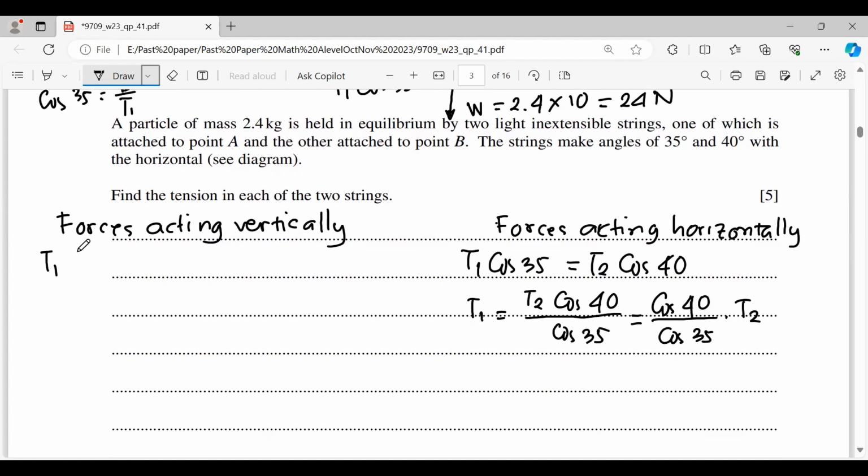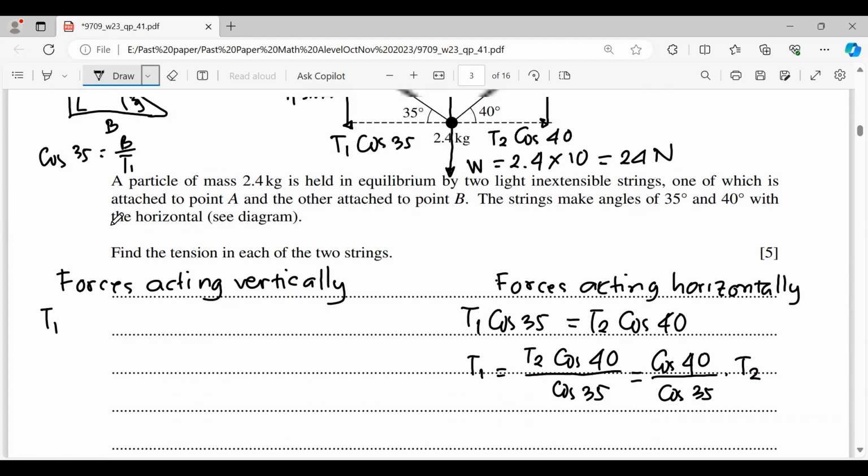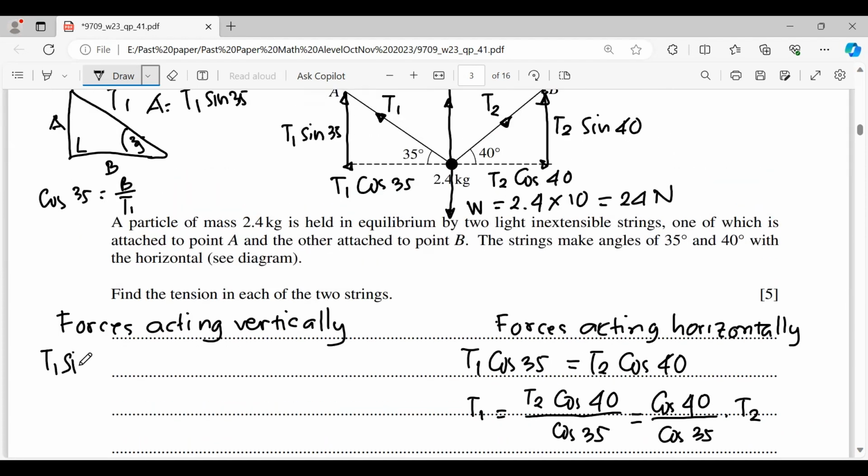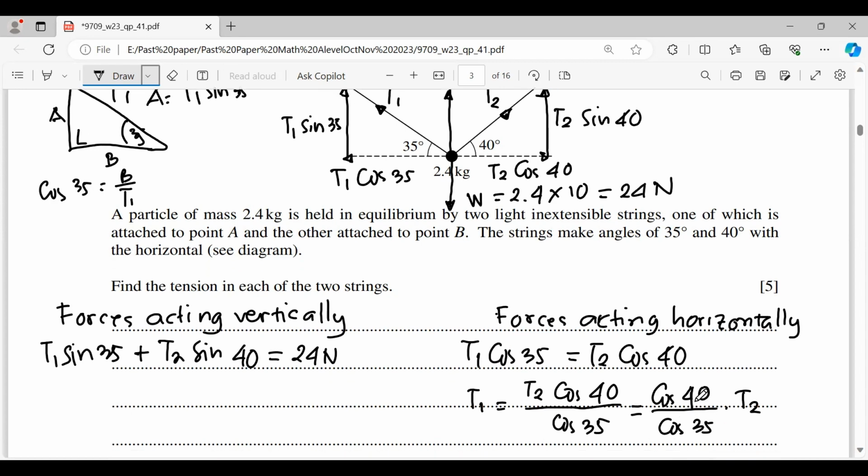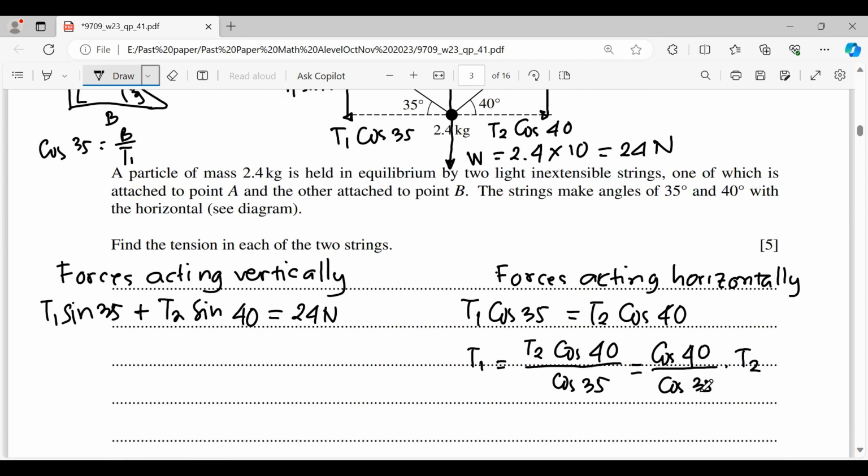T1 sine 35 plus T2 sine 40 equals 24 newtons. Okay, 24 newtons downward. T1 sine 35 plus T2 sine 42 upwards. T1 equals cosine 40 over cosine 35 times T2.